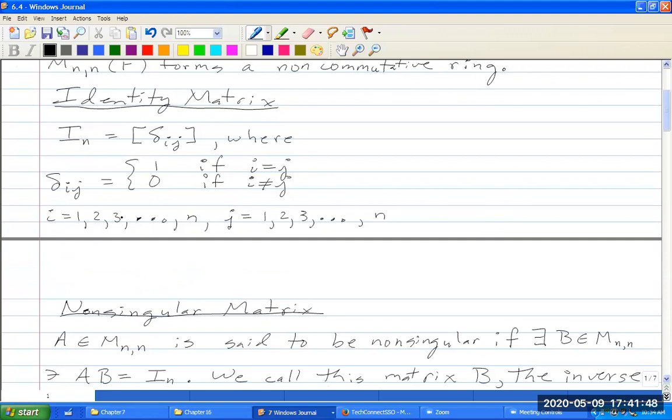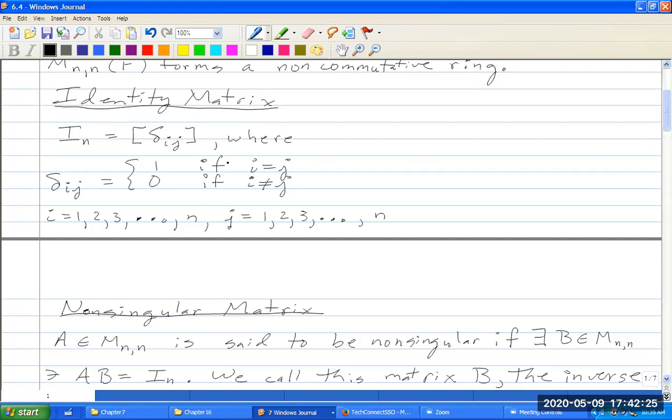The identity matrix. Let I be the identity matrix. It is a matrix whose ijth entry is delta sub ij, where delta sub ij, the Kronecker delta function, is just equal to 1 if i is equal to j, and 0 otherwise, where i is equal to 1 up to n, and j is equal to 1 up to n.